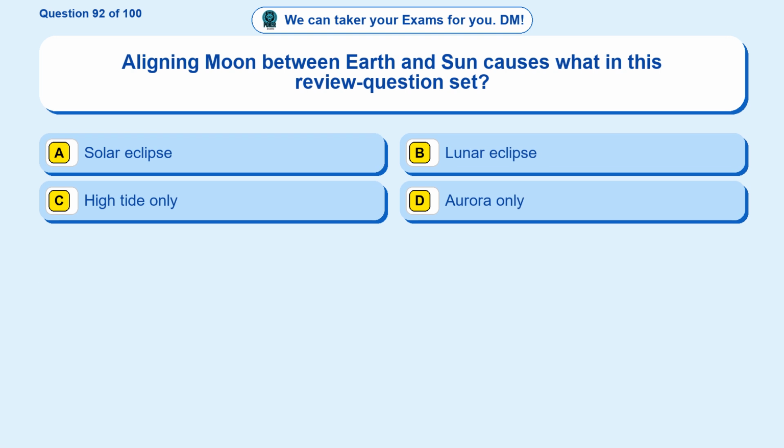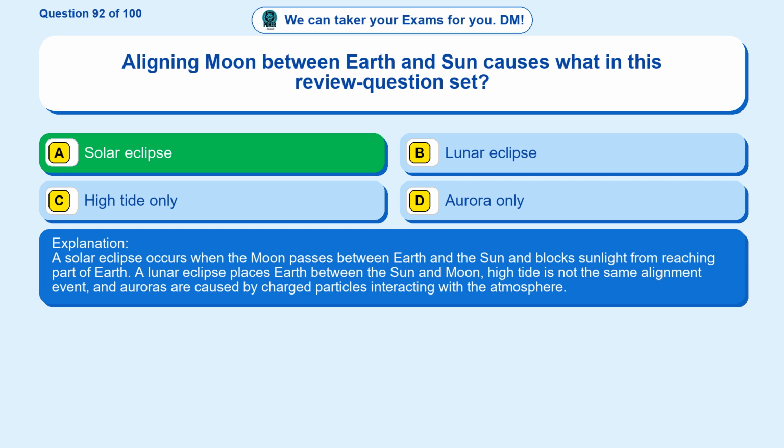Question 92. Aligning moon between Earth and Sun causes what in this review question set? Option A, solar eclipse. Option B, lunar eclipse. Option C, high tide only. Option D, aurora only. The correct answer is option A. Solar eclipse. A solar eclipse occurs when the moon passes between Earth and the Sun and blocks sunlight from reaching part of Earth. A lunar eclipse places Earth between the Sun and Moon. High tide is not the same alignment event, and auroras are caused by charged particles interacting with the atmosphere.